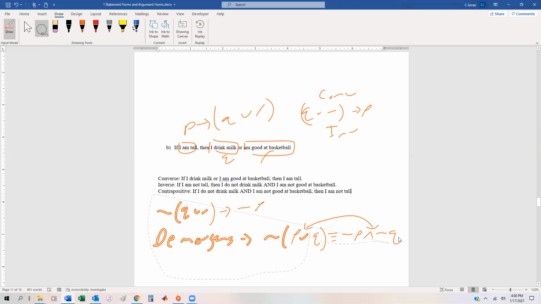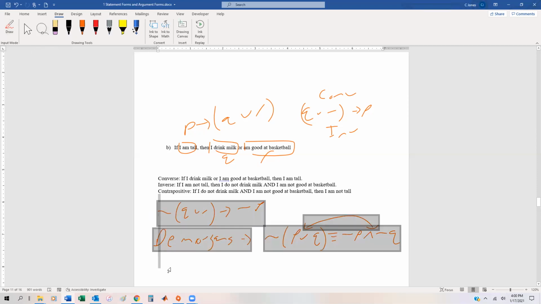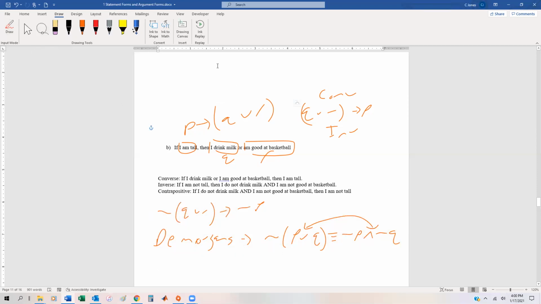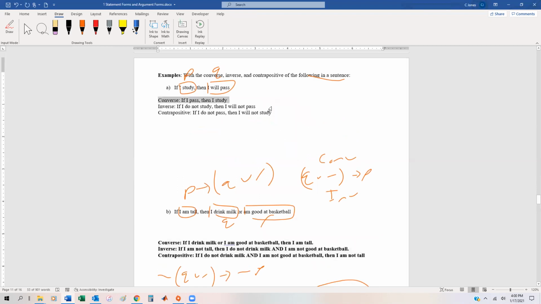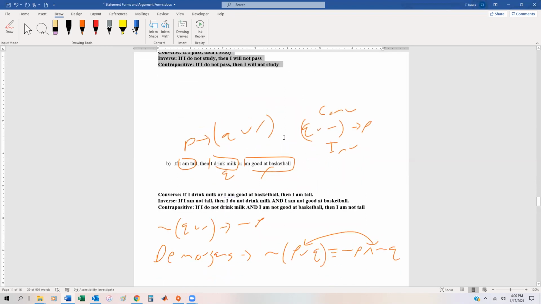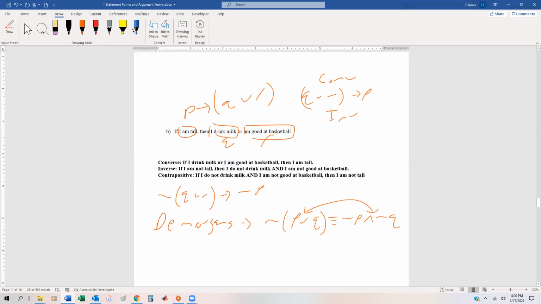So hopefully that helps you to understand how we're going to write these inverses, converses, and contrapositives. This is the main part to be interested in. And we're going to take that a step further in the next video, and we're going to start looking at arguments and argument forms. But for right now, let's just make sure that we understand this and we understand the trick with De Morgan's law when necessary.